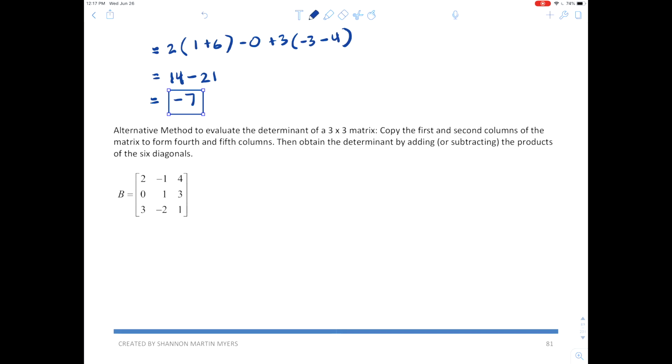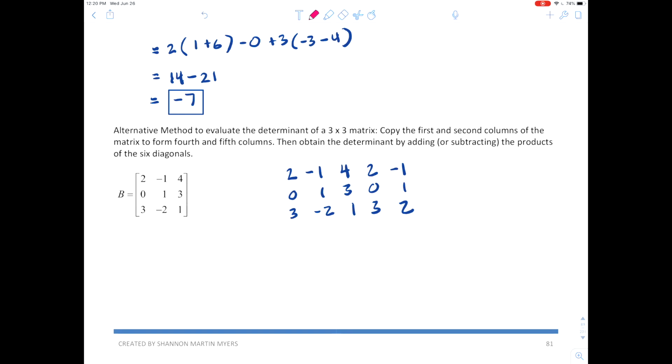Okay, so this is what you do. When I rewrite B, I have 2, negative 1, 4, 0, 1, 3, and 3, negative 2, 1. So I'm not going to say the determinant equals yet, because this is just an algorithm, a way to do it. And then when I recopy first and second columns and tack it on to the end here, what will I get? I'll have 2, 0, 3 going down, and then negative 1, 1, 2 going down. Groovy?